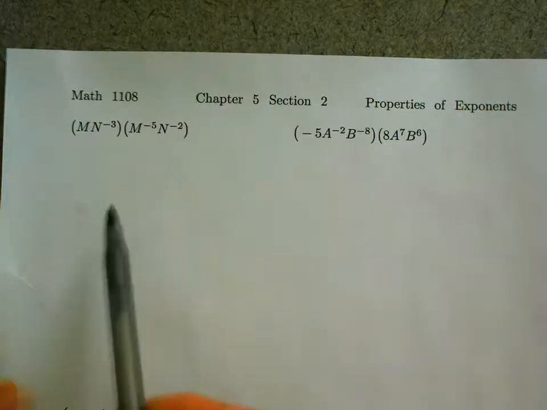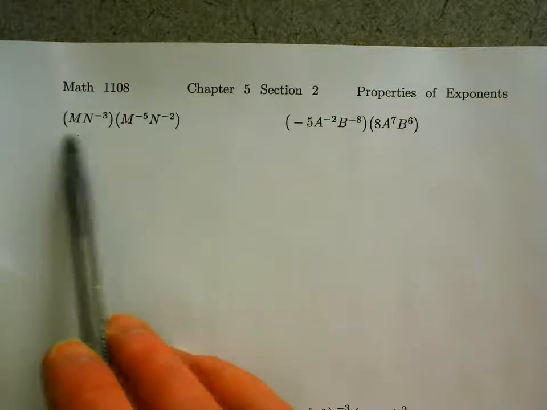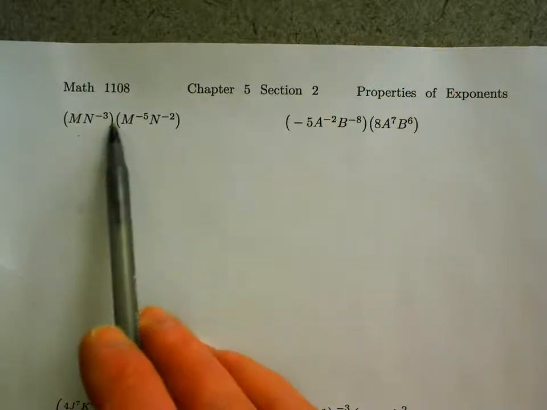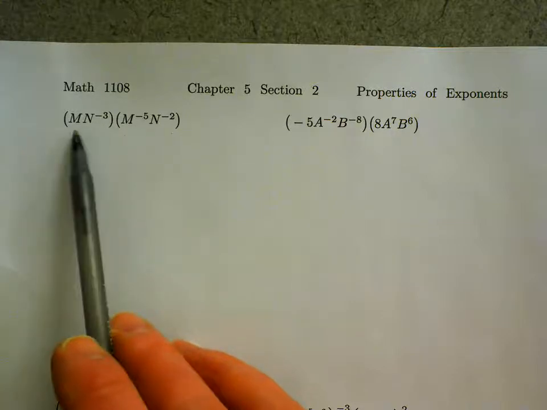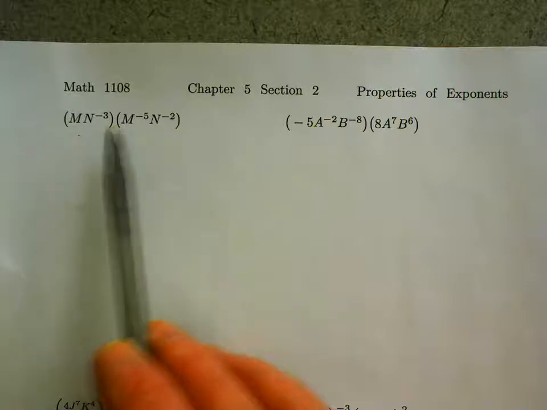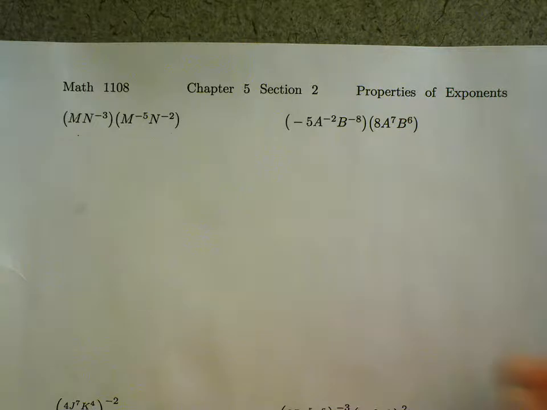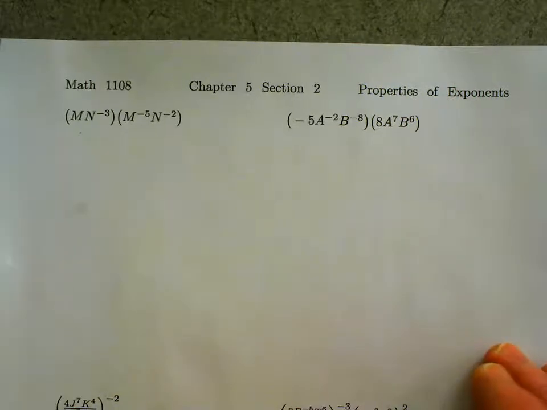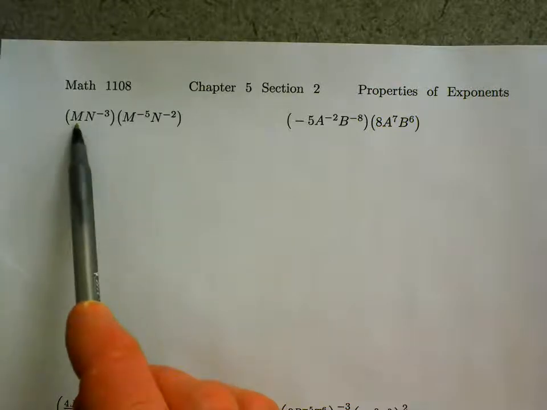Okay, this first one, we are multiplying. We have 2 terms in parentheses, and it's understood that we're multiplying. Inside the parentheses on the left, we are also multiplying m times n to the -3. We're multiplying that by m to the -5 times n to the -2. So m, if you don't see an exponent, it's understood that the exponent is 1.